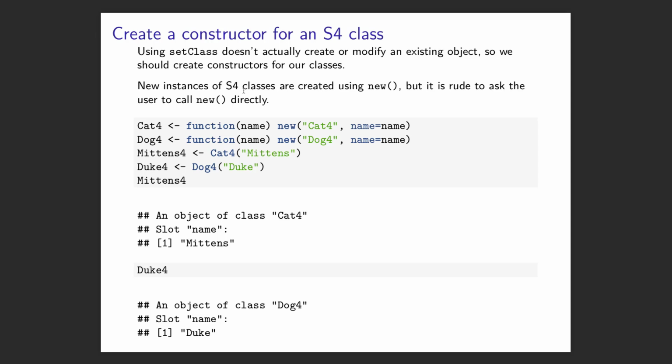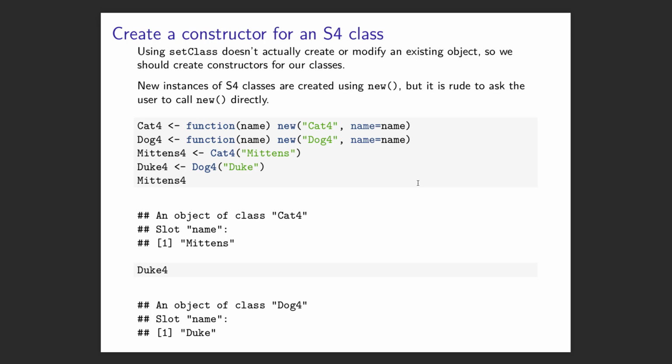We can create new instances of an S4 class using the new function. It's typically considered rude to ask your users to call new on their own. You generally want to create a constructor so they don't have to do that. You don't want them getting their hands messy with the internals of your class. So we're going to be creating a cat4 constructor and a dog4 constructor. All these do is take the name of the pet and create a new instance of either cat4 or dog4, and the rest of this new function just takes the values we're going to set for the slots.